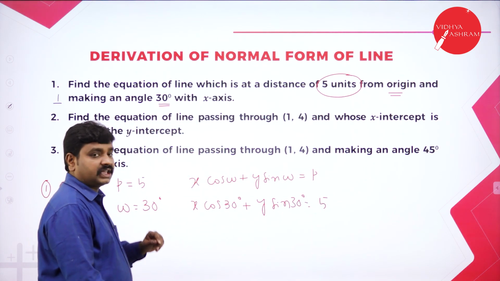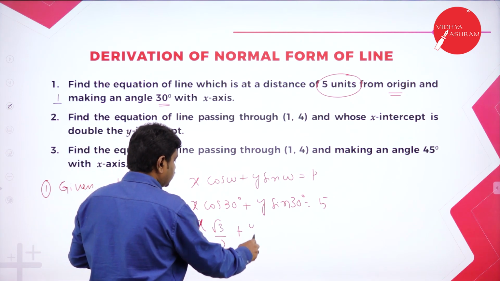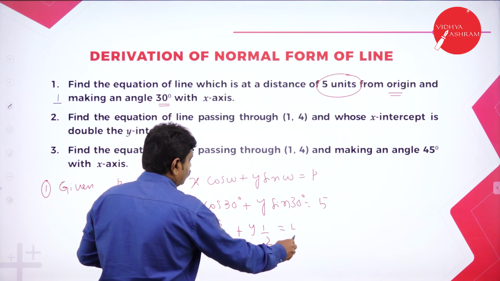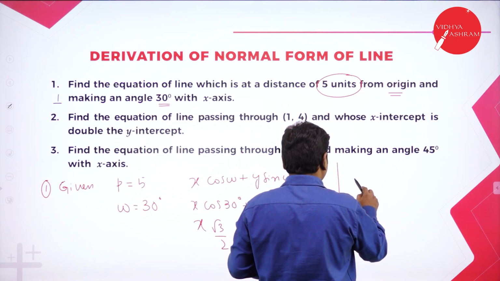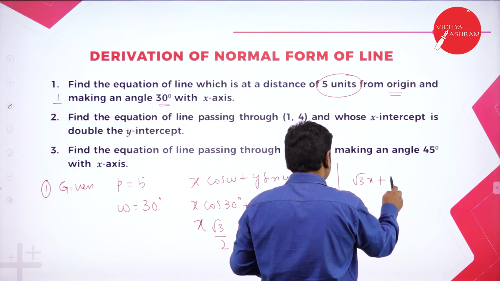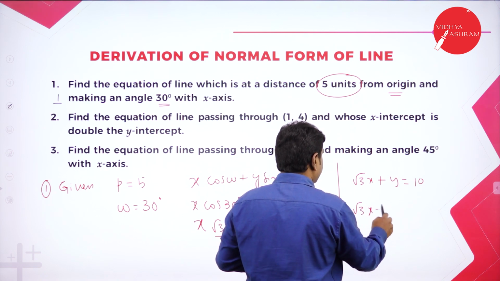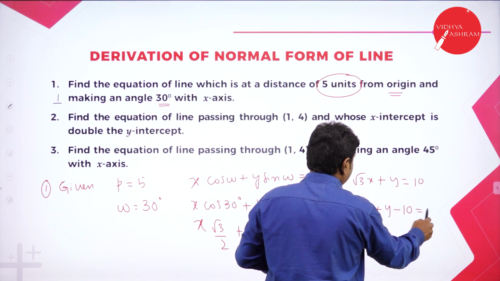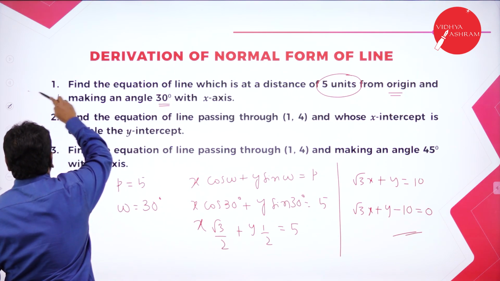What is cos 30? You know the angle table. Cos 30 is root 3 by 2. What is sin 30? 1 by 2, is equal to 5. So multiply by 2 or take the LCM, anything, one and the same. If I multiply by 2, I'll get root 3 into x plus y is equal to 5 into 2, which is 10, or root 3 x plus y minus 10 equal to 0 is the answer. So this is a way to solve this problem.